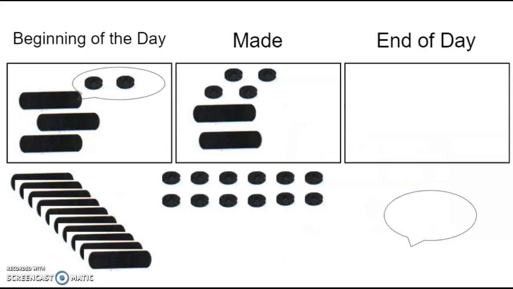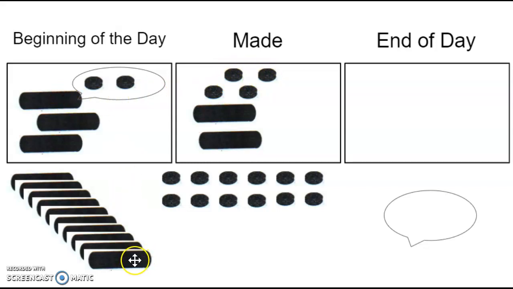So let's look at this problem right here. At the beginning of the day, they had 1, 2, 3 rolls of candy, but this third roll was missing 2 pieces, okay? Throughout the day, they made 2 more rolls and 4 extra pieces. So let's look at the end of the day, what would they actually have? Well, these 2 candy pieces right here and right here can fill in this roll.